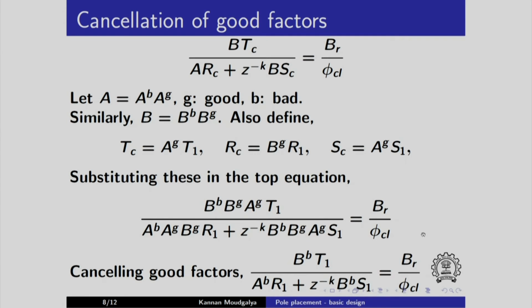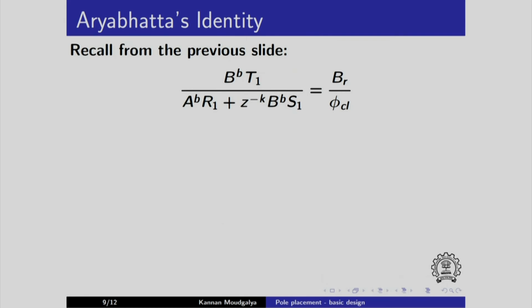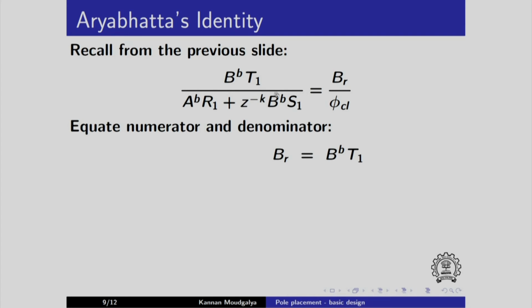BR by phi CL. Now we will resort to the familiar Aryabhata's identity. Let us recall from the previous slide the equation we obtained. Let us equate the numerator and denominator. So we have BR equals BB T1. What about the denominator? So the left hand side is given here. On the right hand side we have phi Cl.